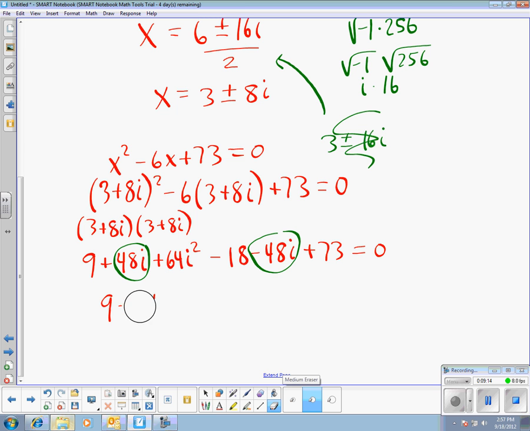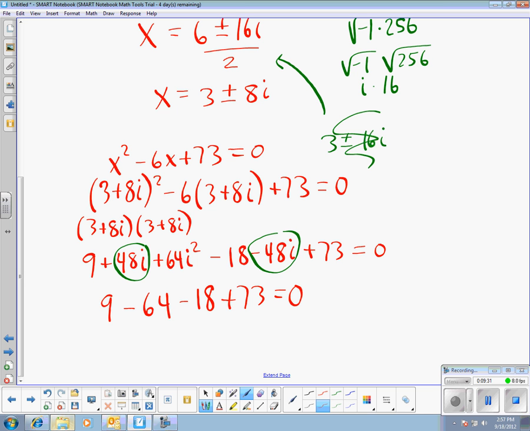minus 64. Another kind of summary way to sum this up is an i squared just changes a sign. Plus 64i squared is negative 64, and then the i squared's gone. Minus 18 plus 73 equals 0. And you can check that these numbers on the left do in fact all add up to 0. So we get a true statement, and that's what it means to have a solution to an equation. When you plug that solution in, you get a true statement.